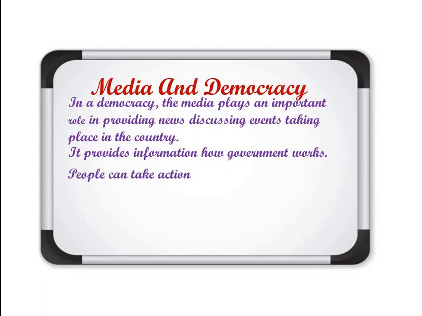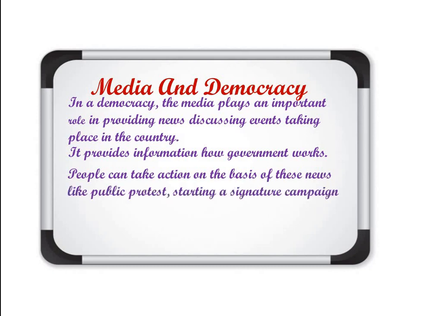Next thing, people can take action on the basis of these news, like public protest, starting a signature campaign, taking out rallies, etc. So on the basis of information through media, people take action. Suppose any unpopular law is passed by the government, people protest. Protest means to oppose that, and they start a signature campaign. They can take out rallies, they can go on dharnas. So these are different ways by which the people can oppose that. How do they get the news? Definitely through media. On the basis of that, they can protest.